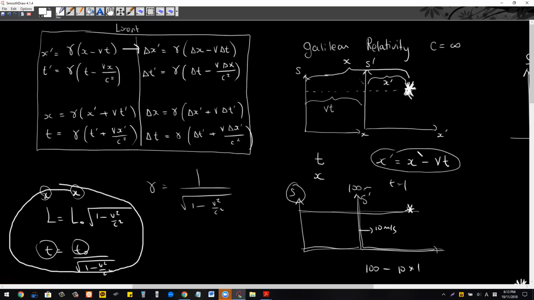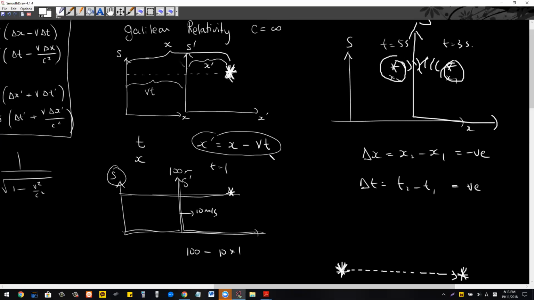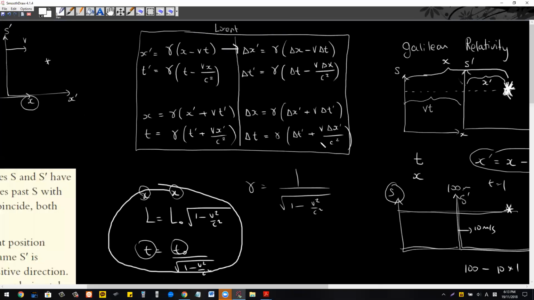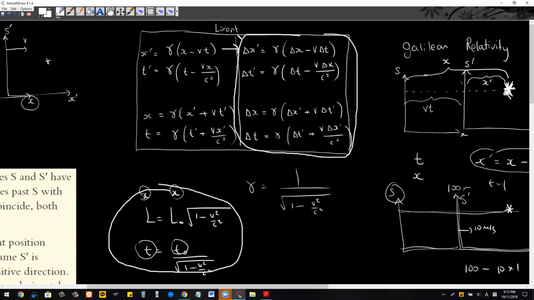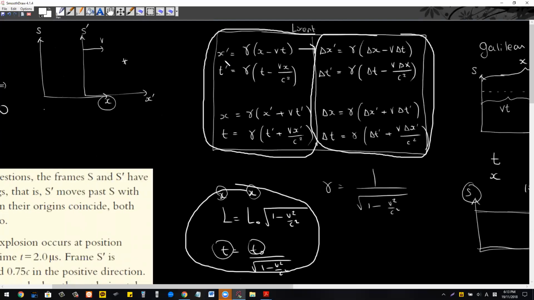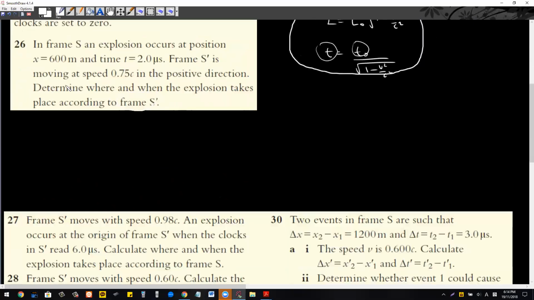Now, those are some of the basic ideas. Sometimes you may have to use this one when there are 2 events. When there is 1 event, then you just have to use this one. And this one is x dash in terms of the values that belong to the frame S, and this one is the x and t values that belong to S, but which are in terms of x dash and t dash. So let's have a look at this question first.